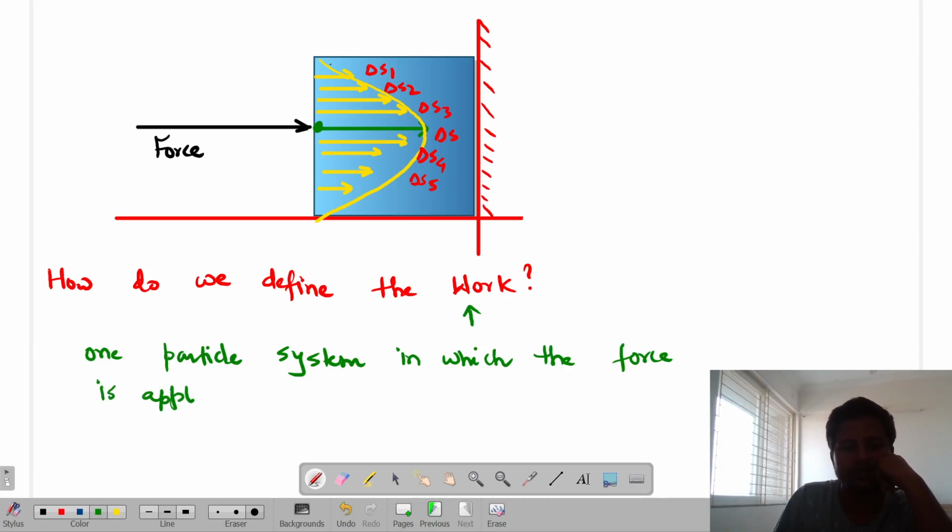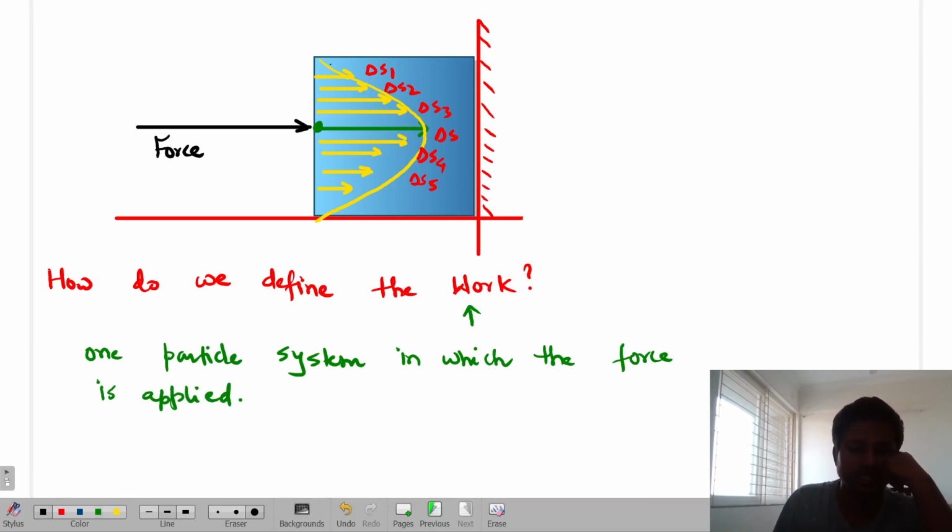So what we will consider is that this block has many points, but the force is applied at this particle only. So the work will be defined by the force applied on that particle and the displacement done by that particle. Is that clear or not?